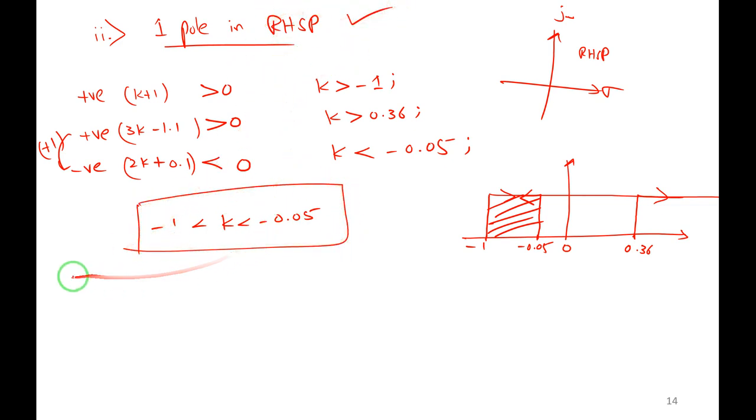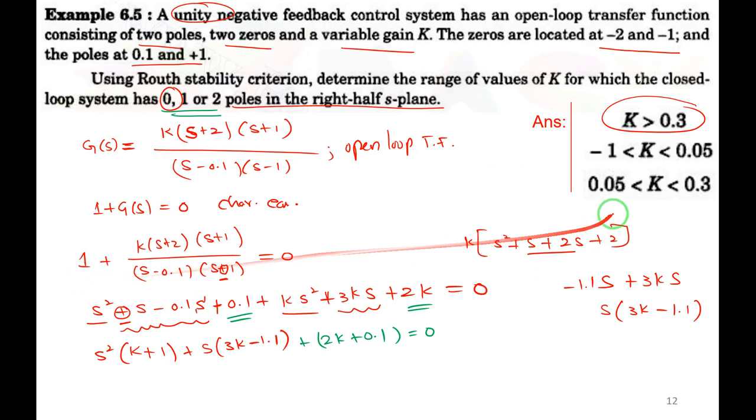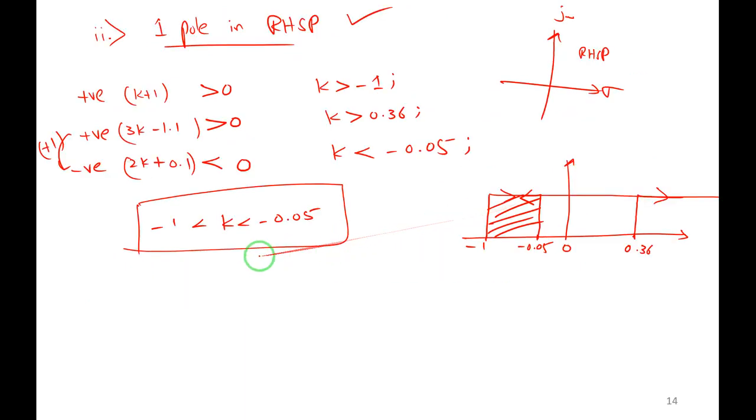I hope you have understood. If any doubts, minus 1 to minus 0.05, they are written here, right? Minus 1 to minus 0.05, right? Then third, if any doubts, you can ask. Okay, third one, can you do it?